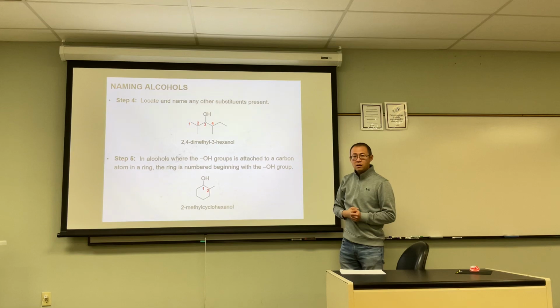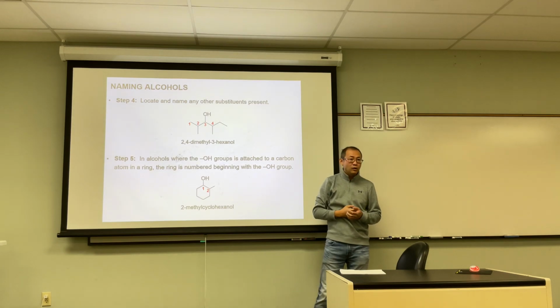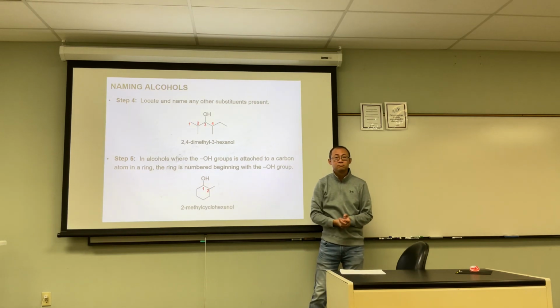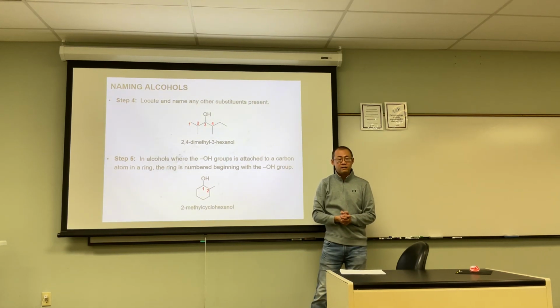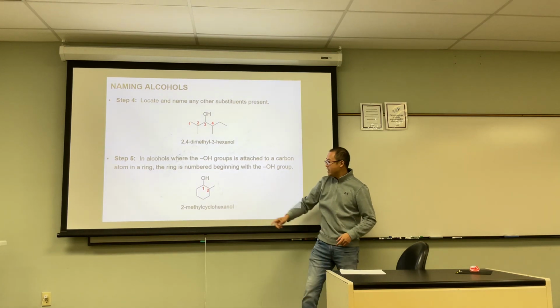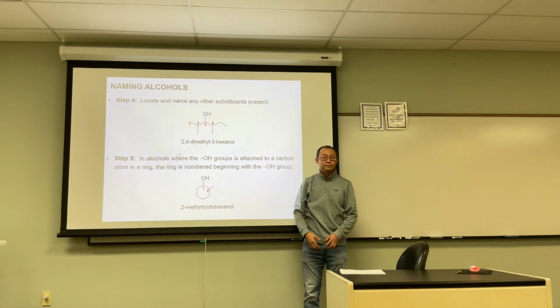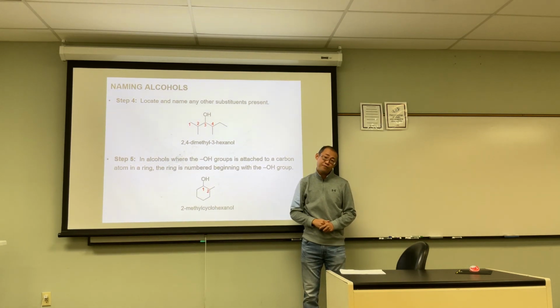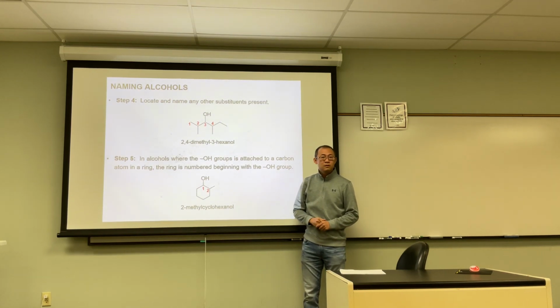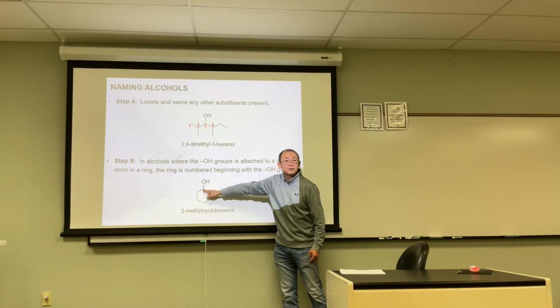Now, when OH is attached to a cyclohexane ring, it's still an alcohol. Remember, this carbon is still what? Saturated carbon. Then the name of the alcohol, just like the name of the alkane, you add what? Cyclo in front of it. Okay, this ring is cyclohexane, so the name is what? Cyclohexanol.